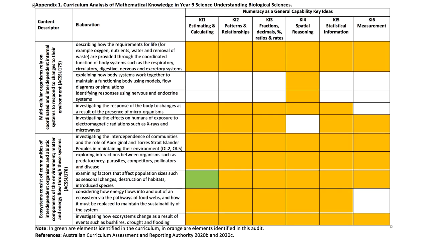I audited the Year 9 science curriculum, the Science Understanding Biological Sciences section. Most of the numeracy opportunities are when the elaborations lend themselves to scientific inquiry. In Year 9, students study systems, so the body and ecosystems, so 2D and 3D representational tools are quite important. This is where my task fits in. This elaboration includes epidemiology.